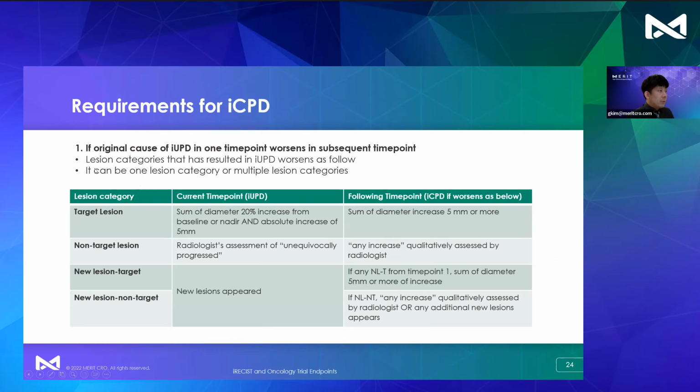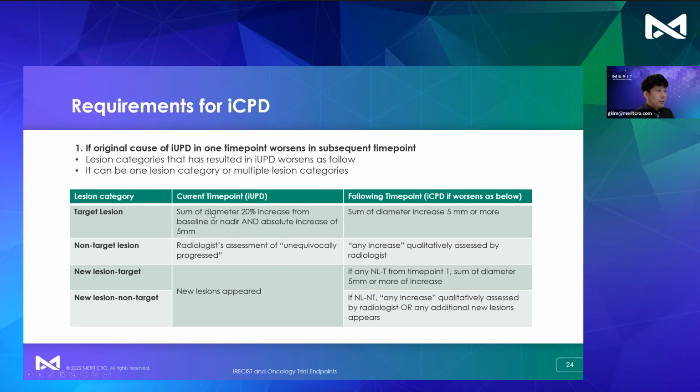So the first scenario is if the original cause of the IUPD, which is one or more of the lesion categories that caused the IUPD at one time point, worsens at a subsequent time point. Here is the definition of that further worsening of the lesion category that will cause the ICPD. This can happen in a single lesion category or in multiple lesion categories at the same time. We discussed that the target lesion can cause an IUPD for the RECIST 1.1 PD definitions.